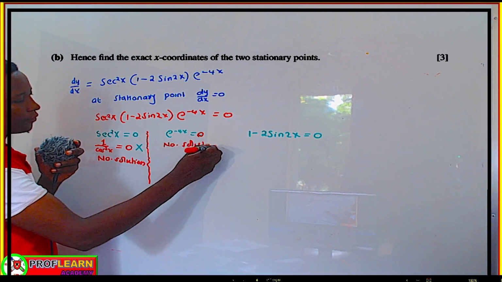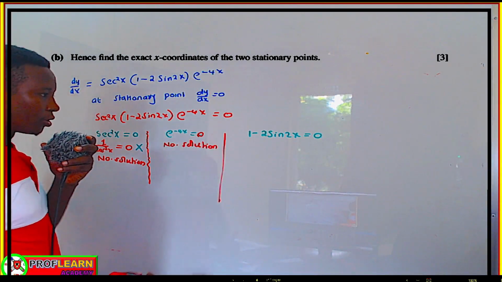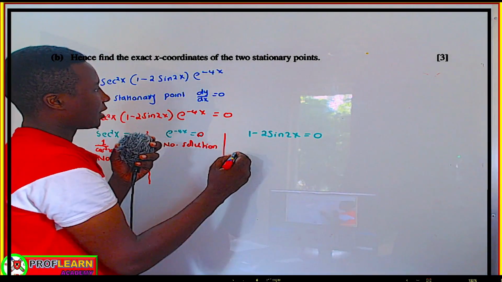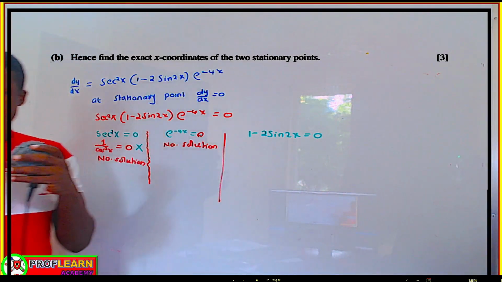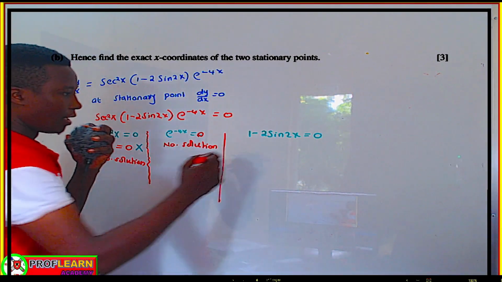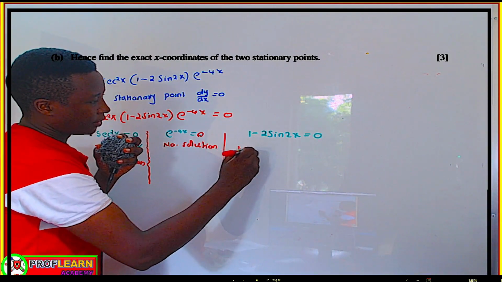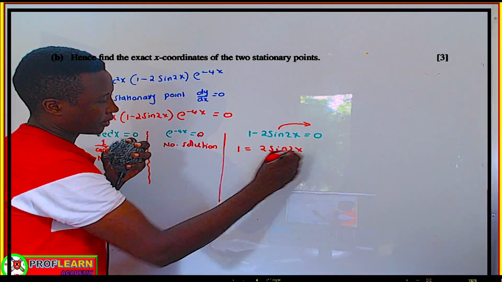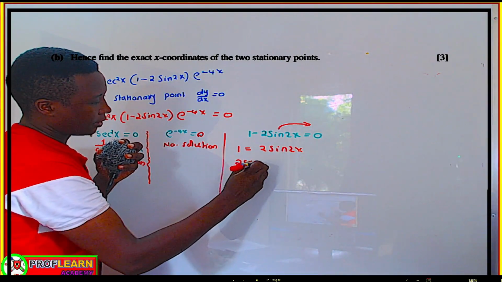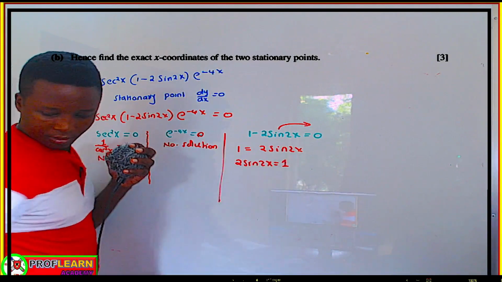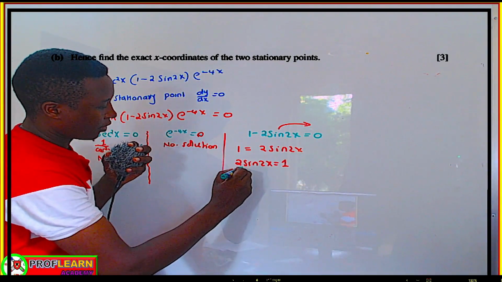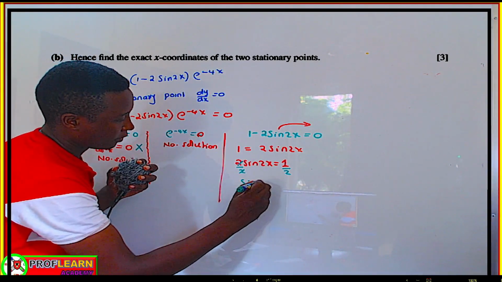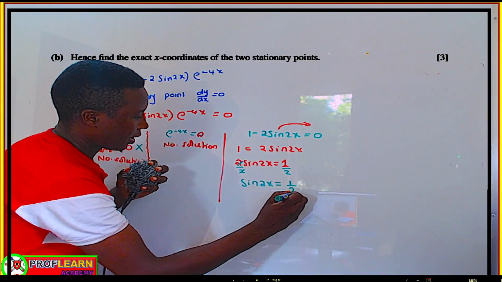So we are going to be left with one option, whereby we are going to use this one in order to get the value of x, because we are finding the exact x coordinate, and that's going to be 1 is equal to, by taking this to the other side, 2 sine 2x. This means 2 sine 2x is equal to 1, whereby we divide by 2, and we end up having sine 2x is equal to a half.